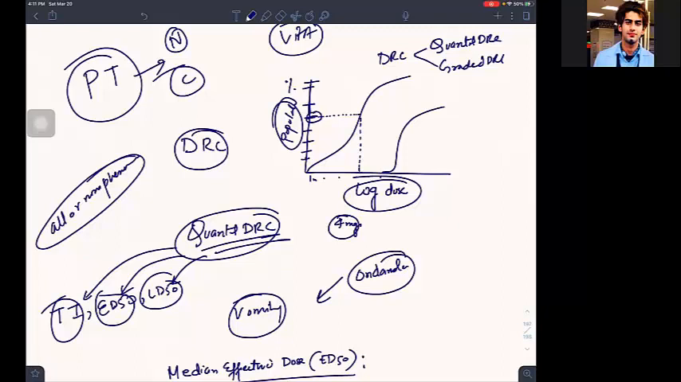Okay. Now see, the definition of median effective dose is: what is the dose that will produce the desired response in half of my population, that is 50% of those. That means if I have 100 people, 50 people should be having the response. 50 people should be giving me the response.